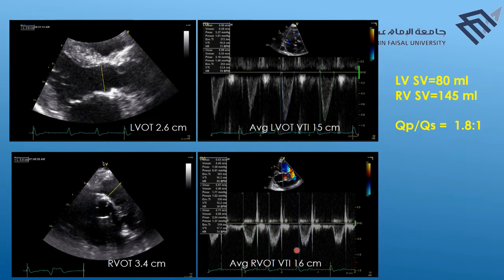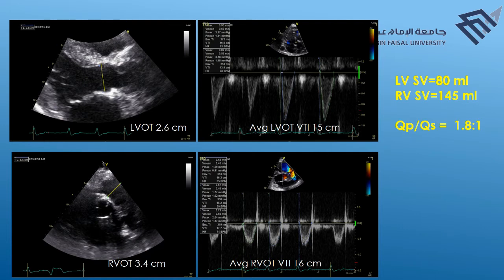It means that the Qp/Qs is 1.8 to 1. So the RV flow here is 1.8 times more than the LV. So definitely there is a shunt from LV to RV causing this RV volume overload.